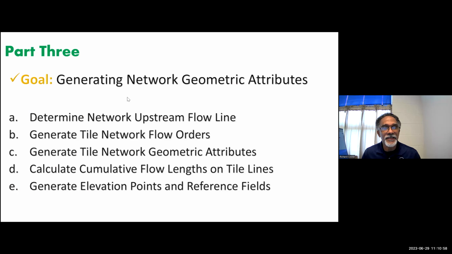The third part is to generate the network geometric attributes, such as the depth of the endpoints of each node, as well as the flow direction, and also to determine the flow order in which the network is processed and buried. So there are 5 tools to do this. The first one determines the network upstream flow areas, then generate network flow orders, generate the geometric attributes, calculate cumulative flow lengths on the tile lines, and then generate elevation points and reference fields for burying the tile and also getting the flow.